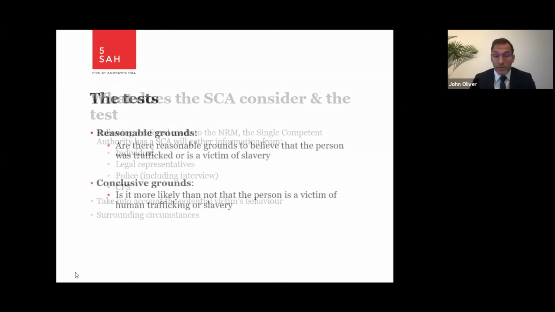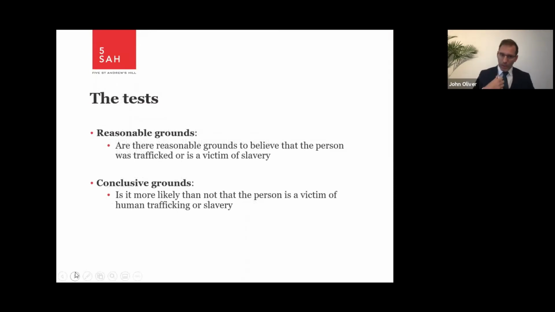But of course, legal representatives can provide information if they have it. As far as the test that's applied by the single competent authority, for the reasonable grounds test, the question is whether there are reasonable grounds to believe that the person was trafficked or is a victim of slavery. Obviously a lower threshold than for the conclusive grounds: is it more likely than not, on the balance of probabilities, that the person is a victim of human trafficking or slavery? Next slide, please.